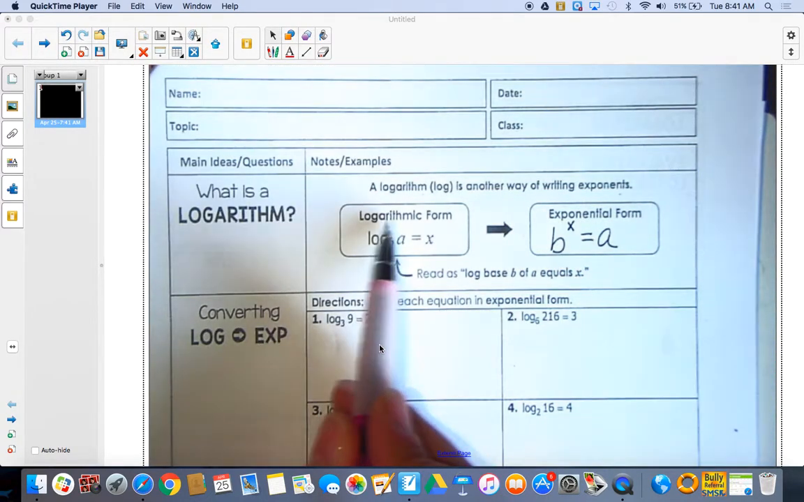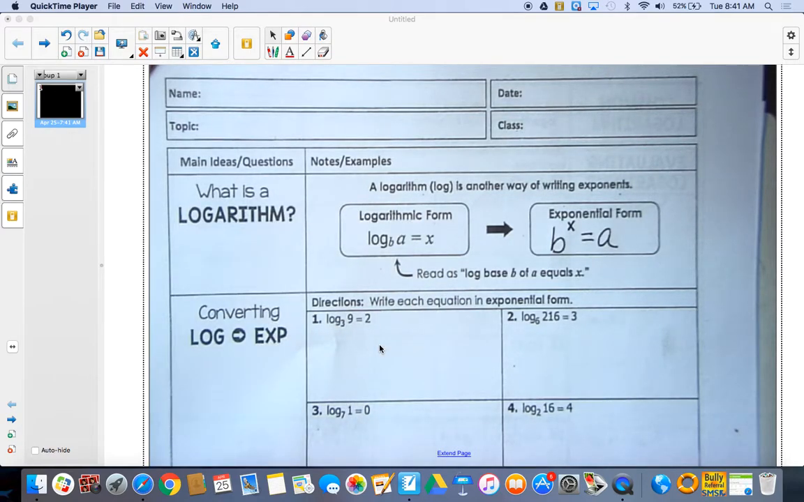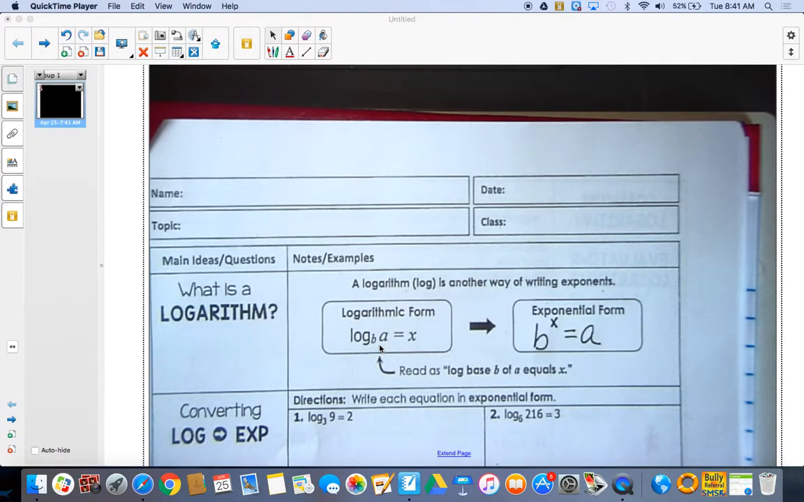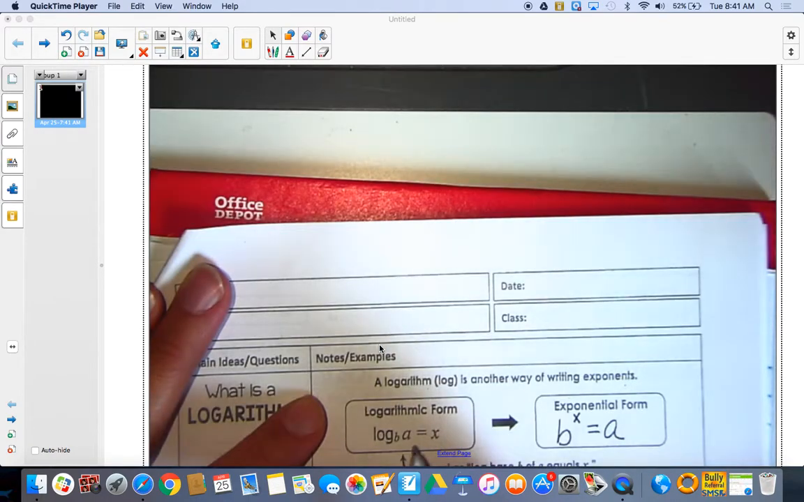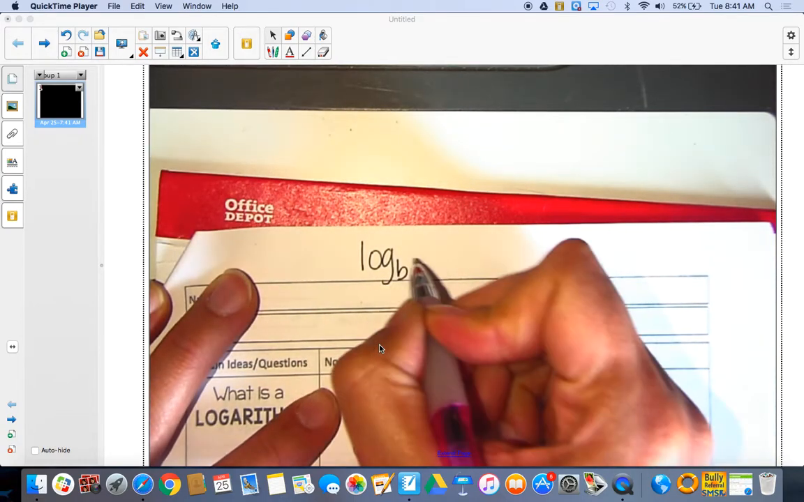Your logarithm equals an exponent. That's what you're trying to find. And so in the past teaching these, I gave another way because these letters actually stand for something. So if you want to write this at the top, you can.